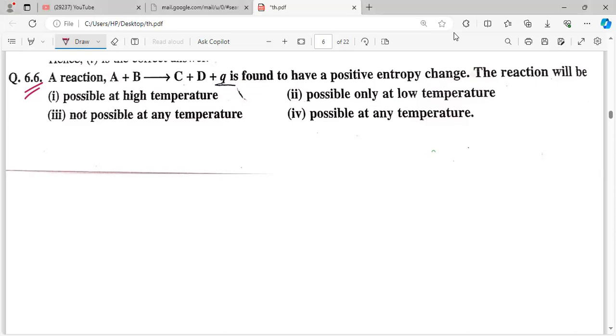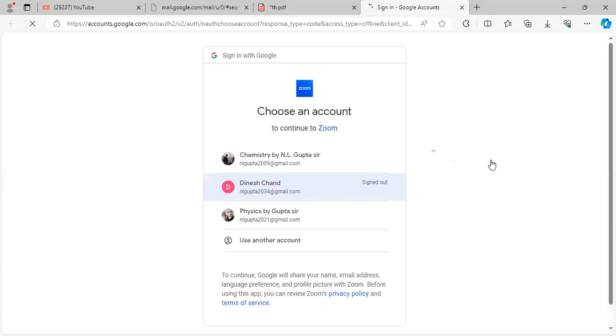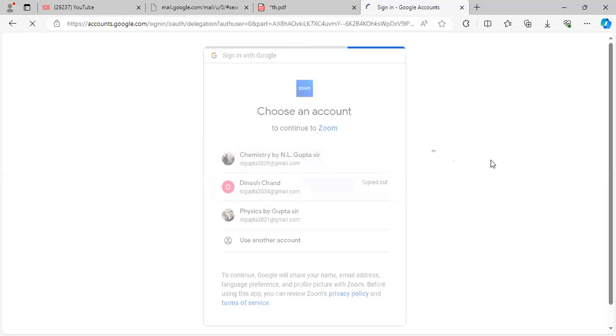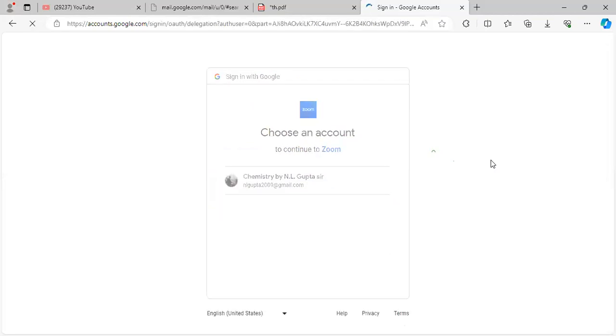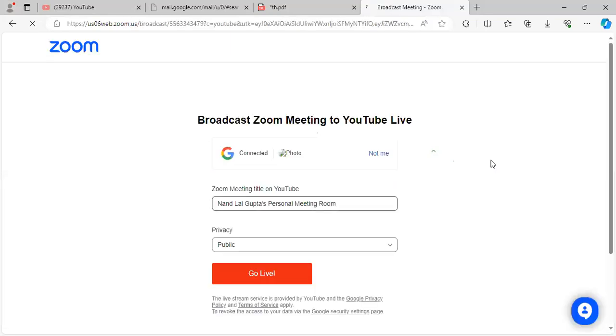Sir, that means positive entropy change means the degree of randomness is decreasing. Sir, that means the degree of randomness is increasing. Sir, that means the temperature should be high. Sir, this should be option number 1. You see, along with the product, what is getting released? See, as a third party will come, na. One option will come that you say okay, na.